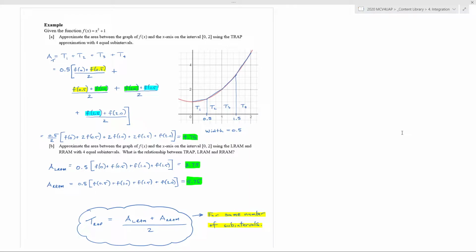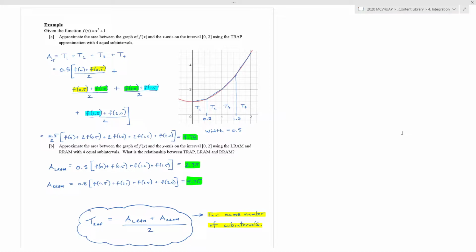So the first and last is just a single term, and then I've got 2 times each one of the partition points in the middle. So the 0.5, the 1.0, and the 1.5. And when you plug those values into the function and do the math on your calculator, you would get 4.75.